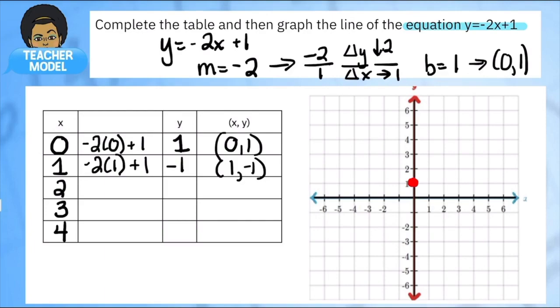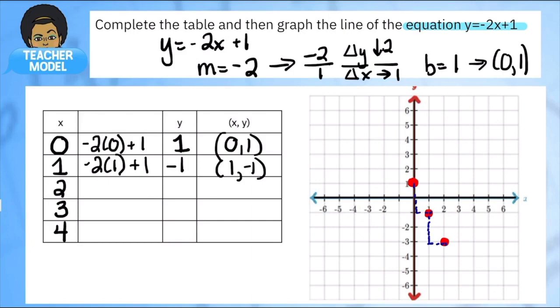So 1, I move over to 1, and I go down to negative 1. And think about what's happening between these 2 points. I'm going down 2 over 1. Where have we seen this before? Right here in our slope. Our slope is negative 2, or negative 2 over 1, down 2 over 1. So without even evaluating this, I know my next point is going to go down 2 and over 1. I know that this is going to be its pathway, down 2 and over 1.